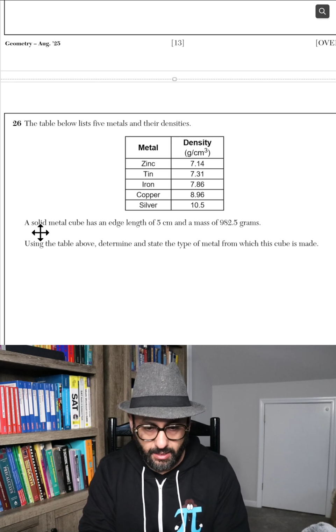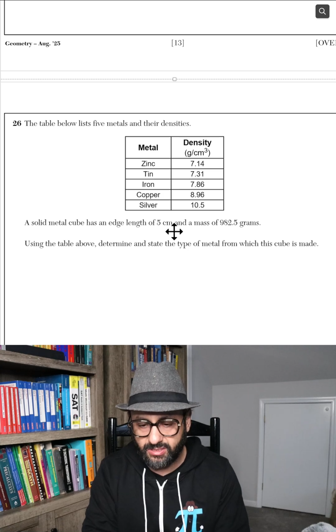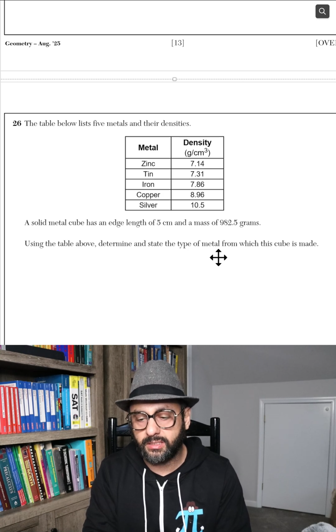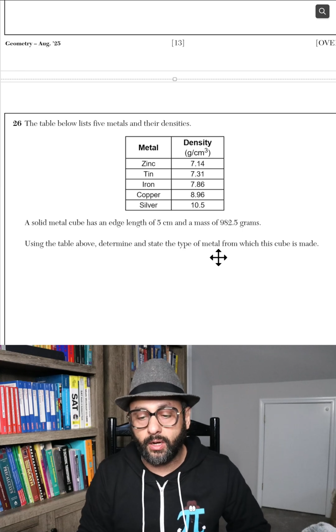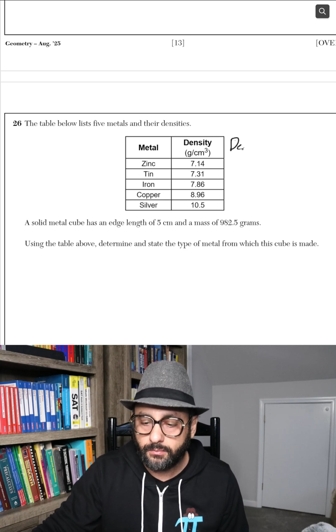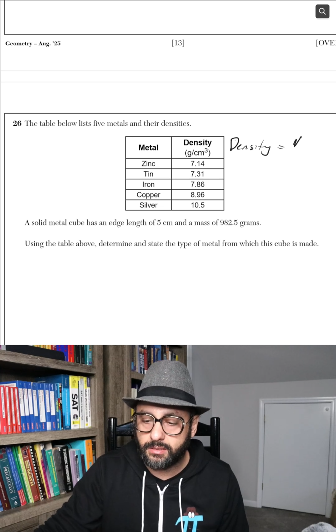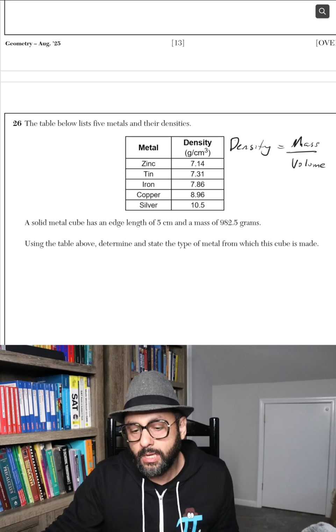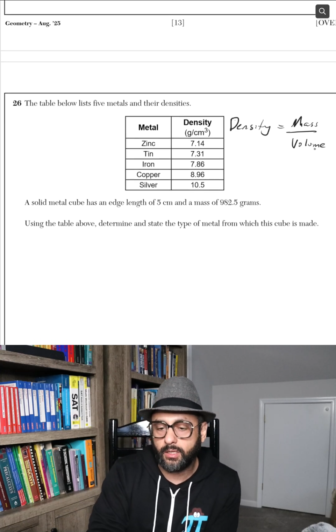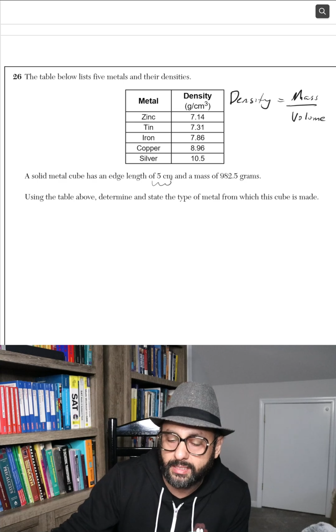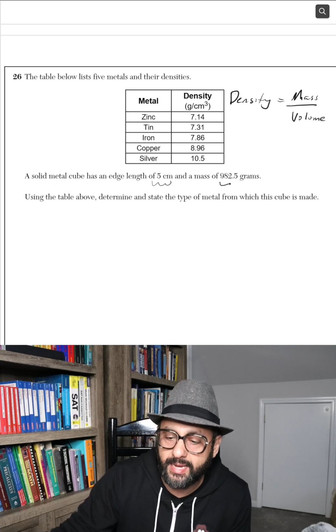So now, next, a solid metal cube has an edge length of 5 centimeters and a mass of 982.5 grams. Using the table above, determine and state the type of metal from which this cube is made. So another one, they want us to know the formula: density is equal to the mass divided by the volume. So that's what we got to do. We know the edge length, and so that's got to be able to give us the volume. And we know the mass is 982.5.